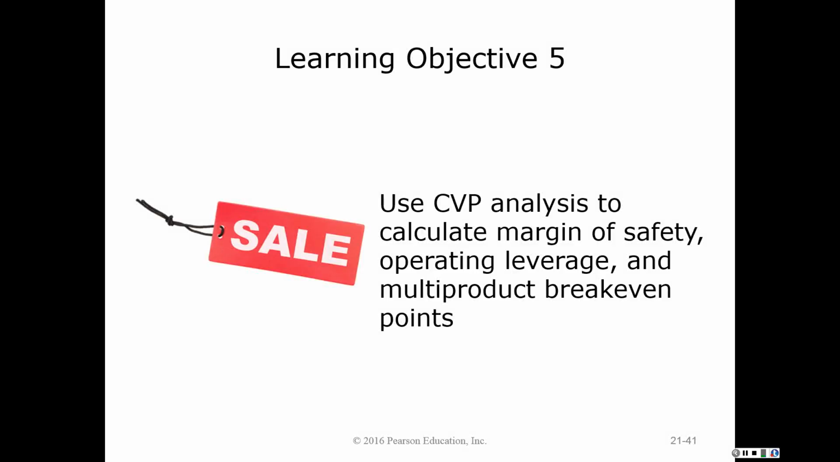Okay, our final learning objective gives us a couple of additional ways that we can use cost volume profit analysis to help managers make decisions in their business. So we'll look at margin of safety, operating leverage, and how we can use CVP if we have multiple products and we need to determine break-even points for more than one item.